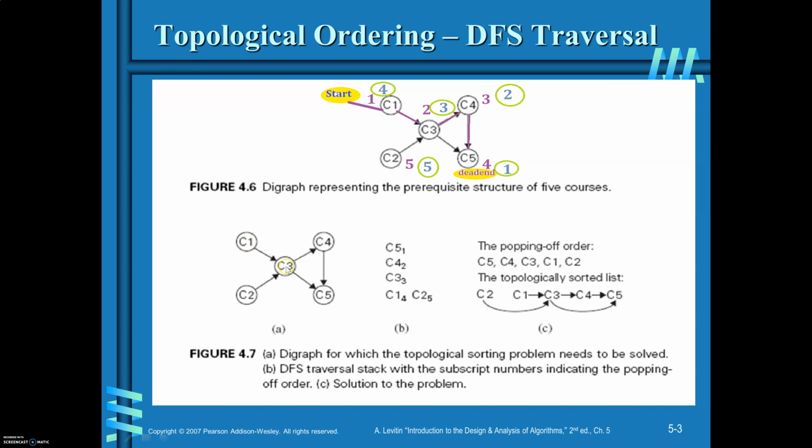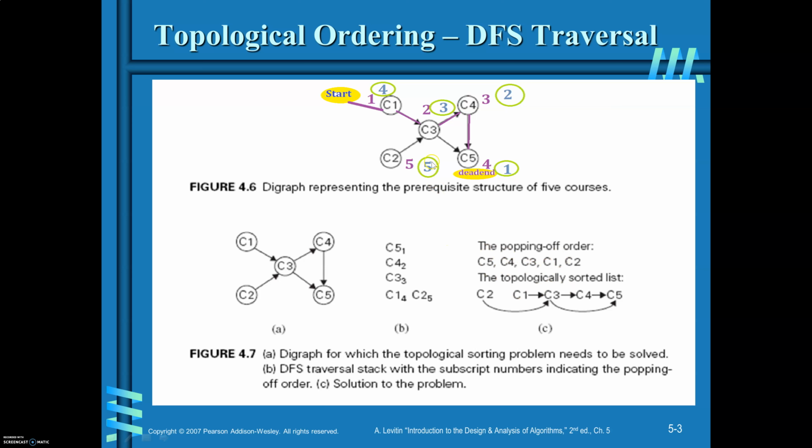We started from C1, then C3, C4, C5. We have reached the dead end. Then this is popped out from the stack. Then this, then this, then this. Next, push C2 onto the stack and remove. This is the last one to be popped from the stack. Now, this is the order in which nodes are popped from the stack.